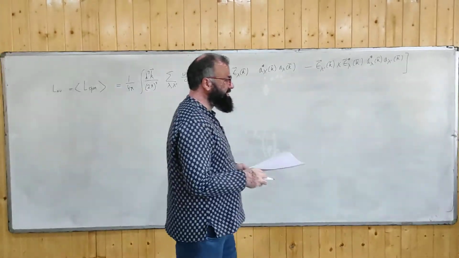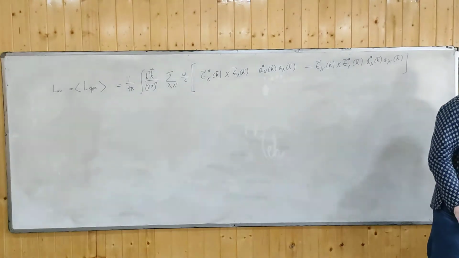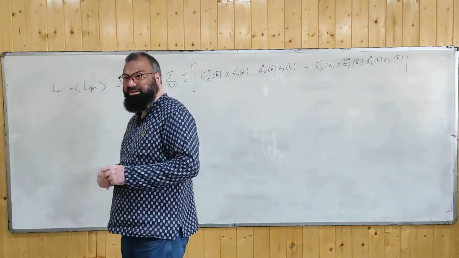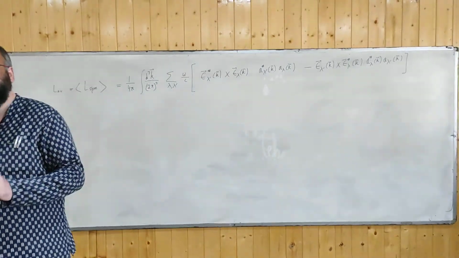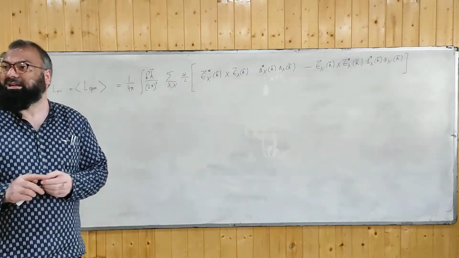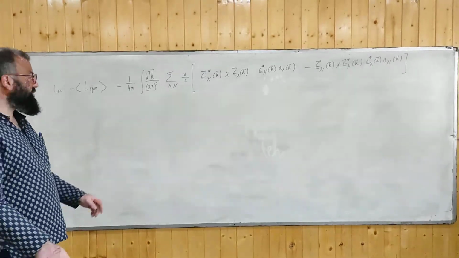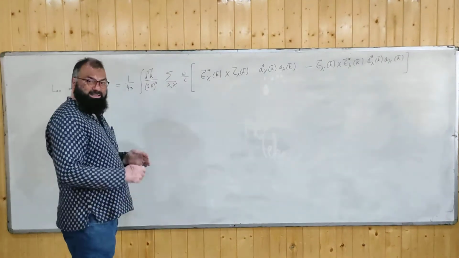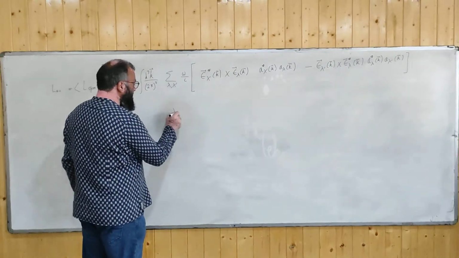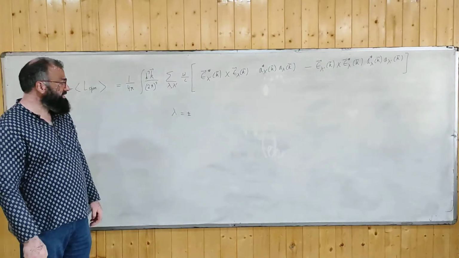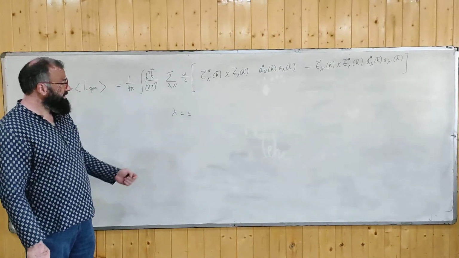Now, let's look at this thing. Since we are taking the circular polarization, we are trying to calculate the average value of the helicity, or what is the helicity of the circularly polarized wave. Clear? So what are the values of this lambda? Lambda is plus or minus 1, plus 1 or minus 1.